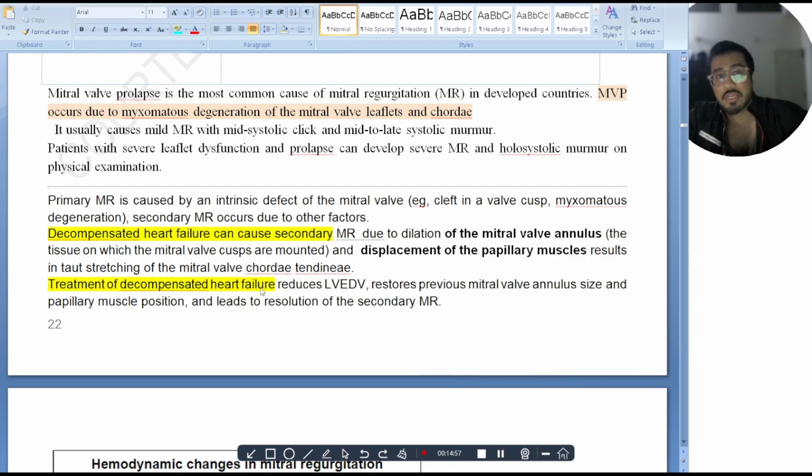The treatment of decompensated heart failure that results in mitral regurg is to reduce the amount of blood that is present in the left ventricle. And how are you gonna do that? You're gonna reduce the preload, you are gonna reduce the afterload. And how do you do that? You do that with the help of diuretics and venodilators.